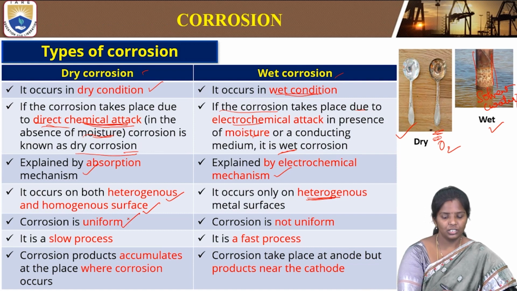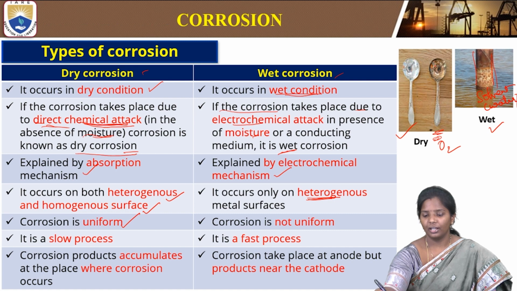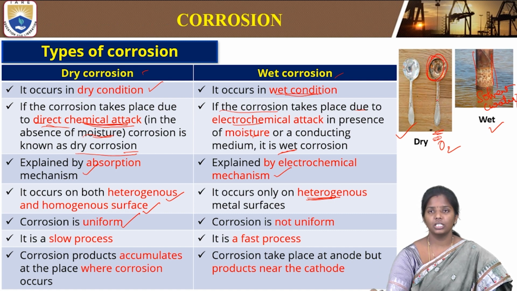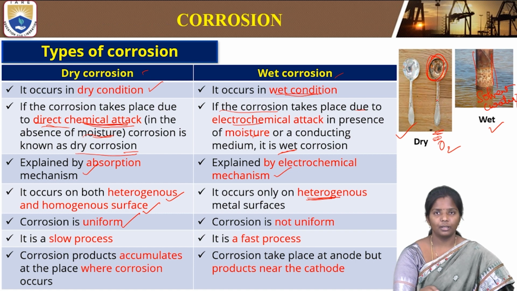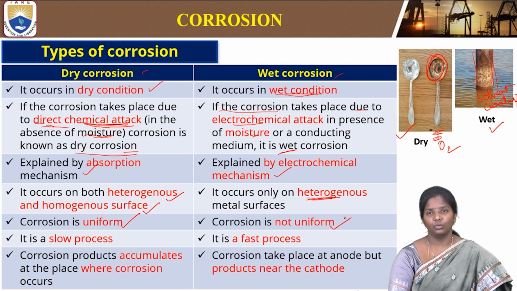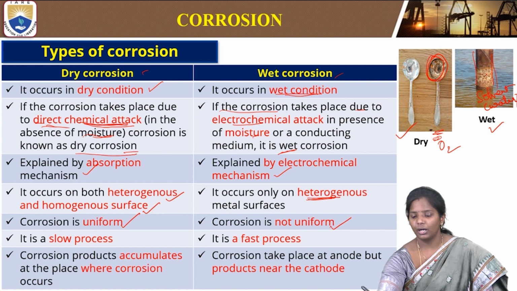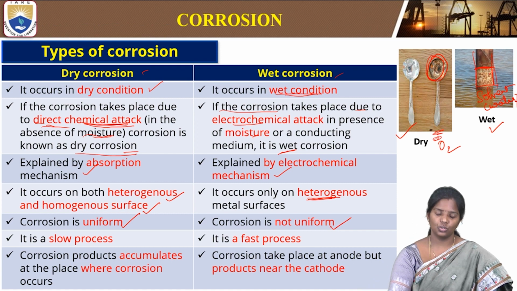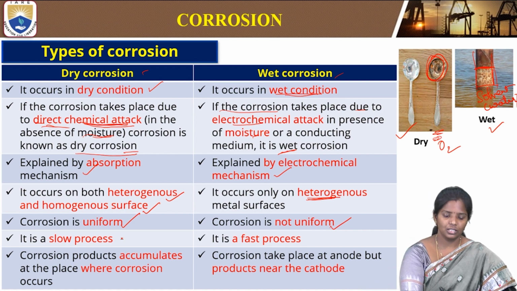So dry corrosion is uniform. I have already shown the spoon, the corrosion on the spoon is uniform. The absorption is uniform and the corrosion is also uniform. And wet corrosion is not uniform. If we see here, the bar is corroded till here only, and it is not uniform. There are some gaps still. So it is not uniform. This is a slow process.